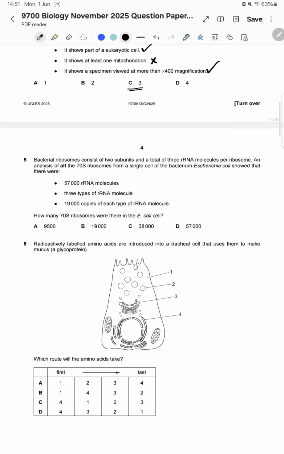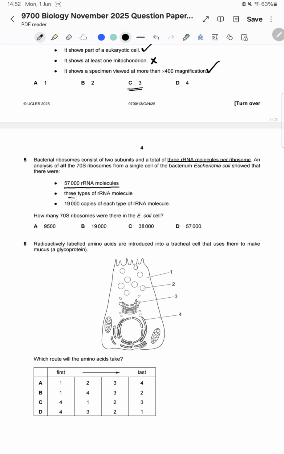Moving on, the next one says bacterial ribosome consists of 2 subunits and a total of 3 rRNA molecule per ribosome. Now the important point is to understand this. So one ribosome has 3 rRNA, remember? Now, an analysis of all the 70S ribosomes from a single cell of bacteria showed that there were 57,000 rRNA molecule. So you can even solve it from the first hint, but let's move on.